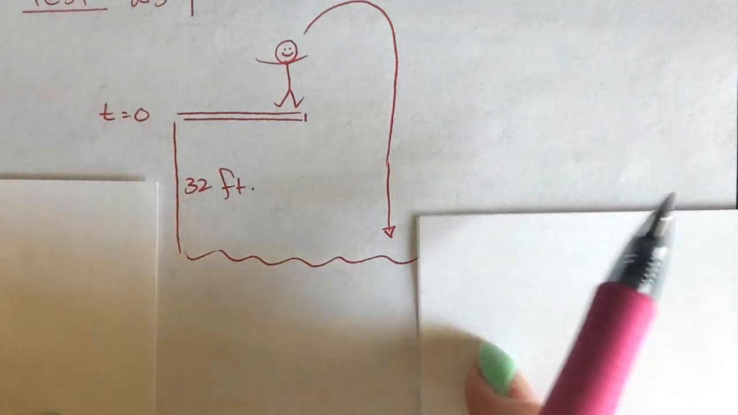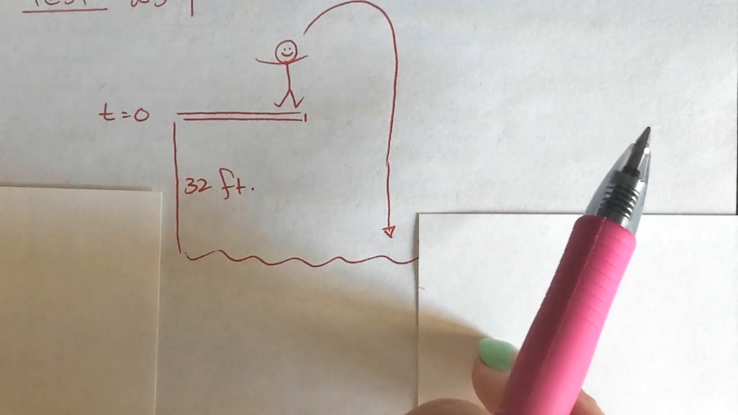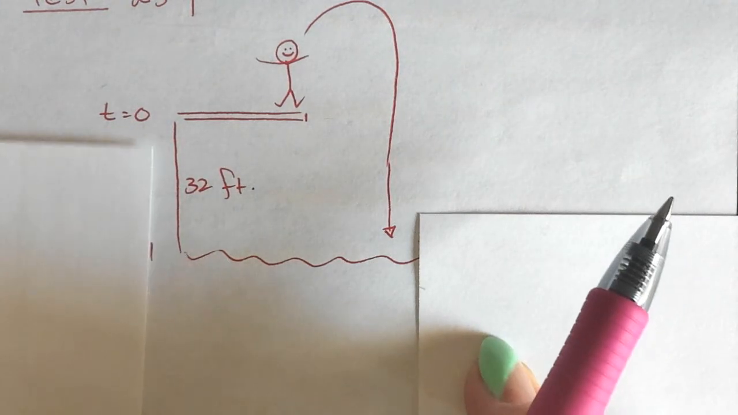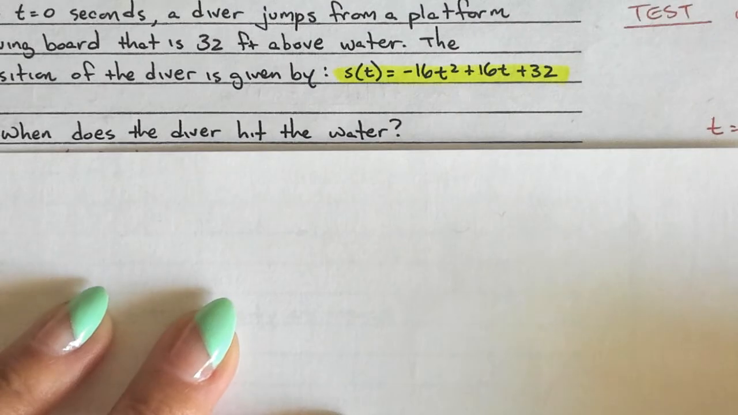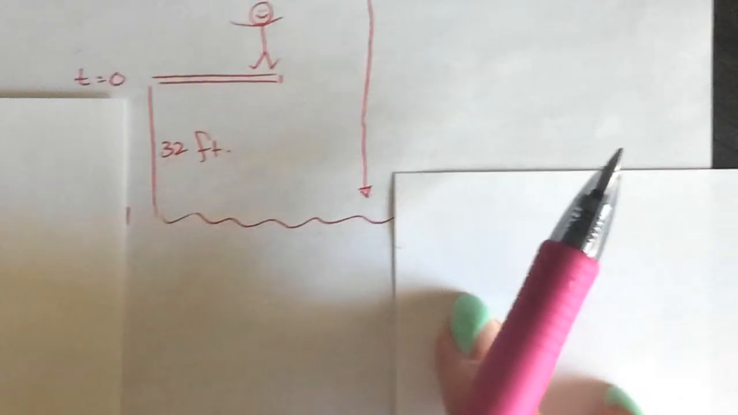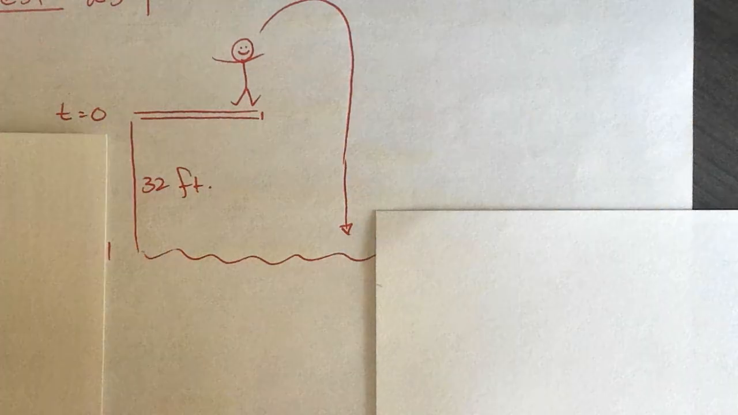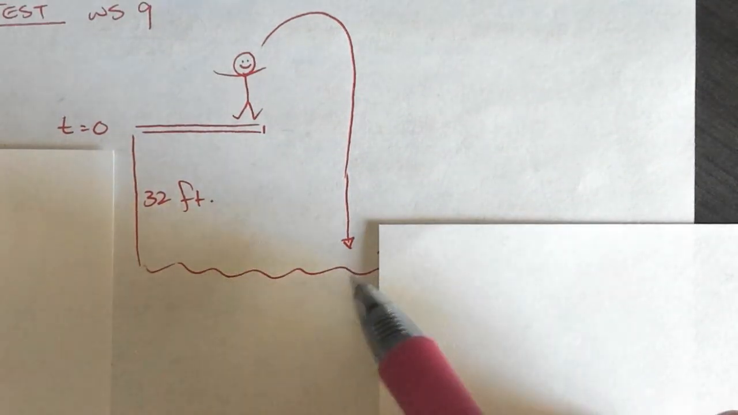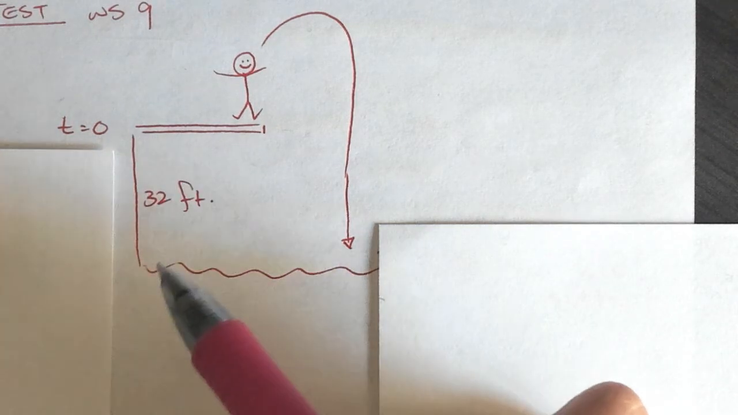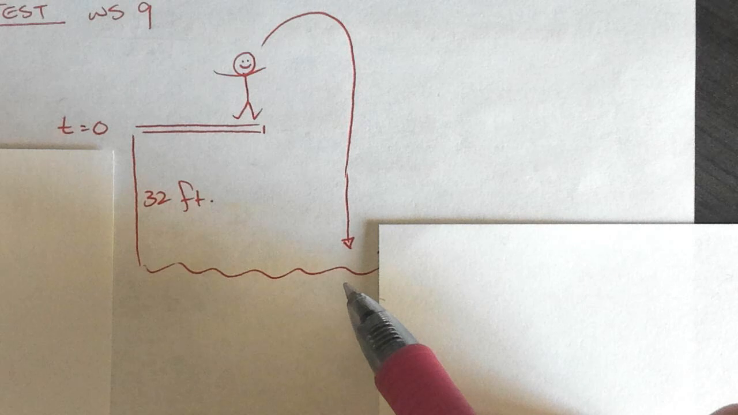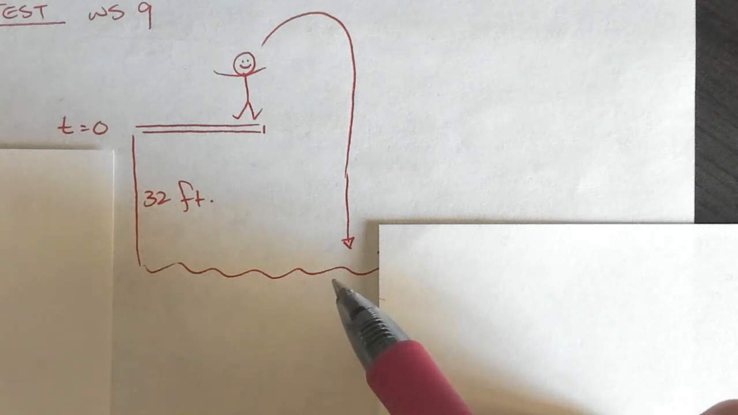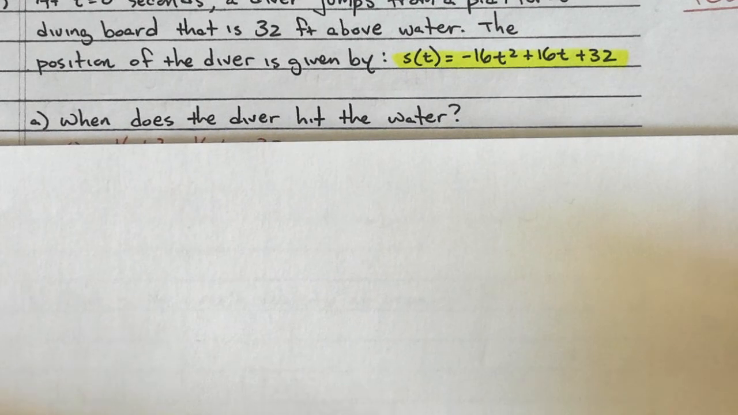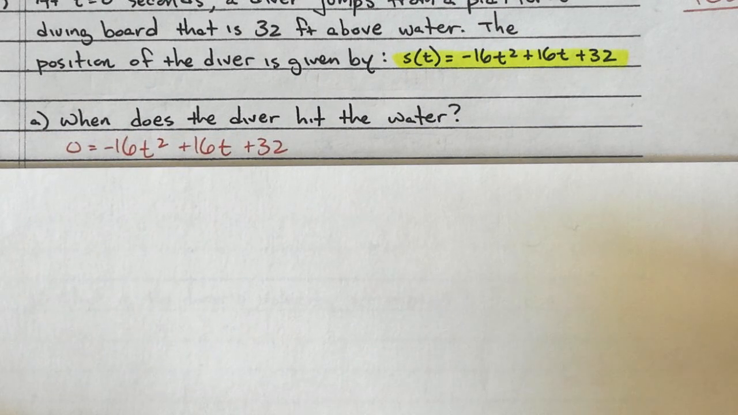Okay, the first question is, when does the diver hit the water? So when does the diver hit the water? So the time that he hits the water is going to be right here. That's the time. But what do we know about right here? Well, right here, this is 32, which means this is 0. This is 0 feet above the water. So what we want to do is we want to plug into the original equation 0 equals.